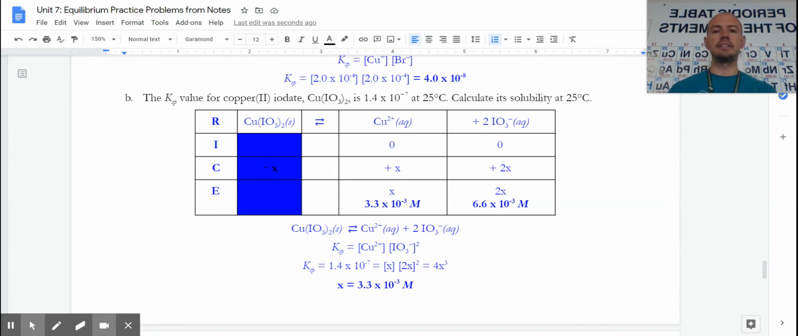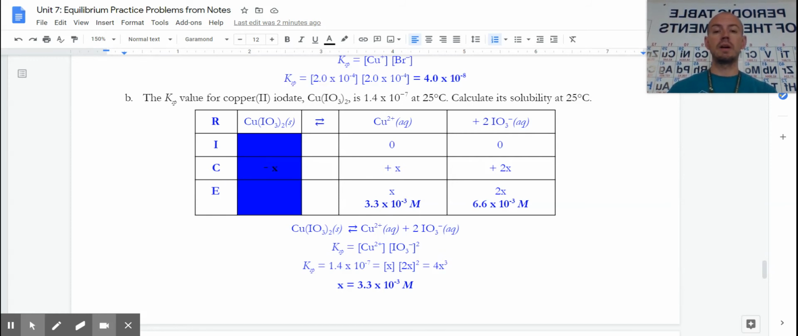The reason to think about that is to make sure that we understand that these subscripts are going to become coefficients. So I have a certain amount of copper. When I write my Ksp, my iodate ion is squared, but then also, which is evidenced up here, for every 1 copper, I get 2 iodates. So not only do I square it, I have to double it.